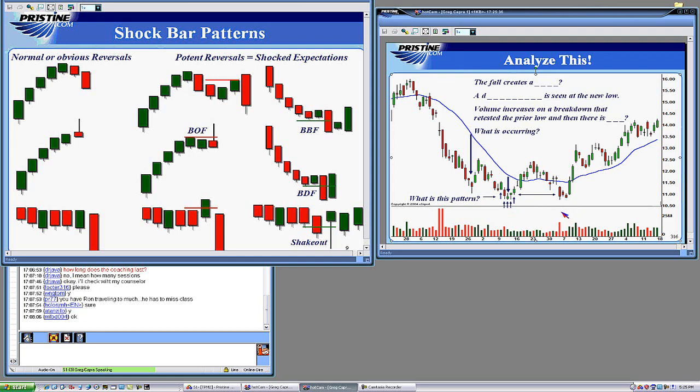Volume increases on a breakdown right here. Prices break to the downside. Volume increases. There's no follow-through. This low that forms down here, after the retracement, establishes a new reference point that tells us that buyers stepped up. When prices retrace to that area, the question is, do they step up again? Then we look for confirmation. I don't have that confirmation until over here.